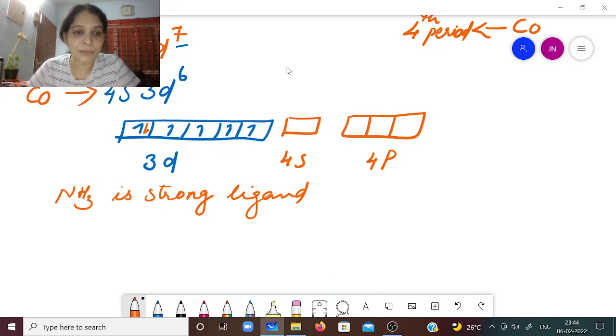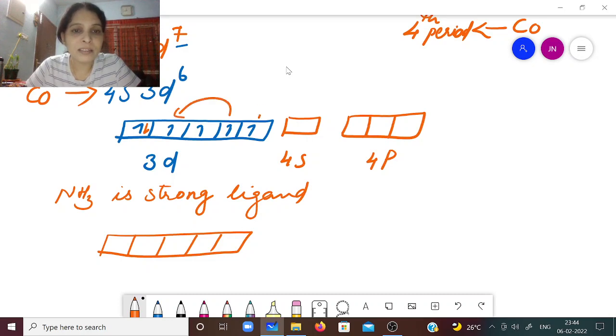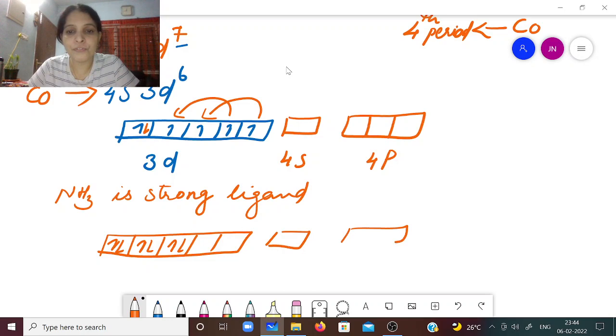Then again I will write, in the presence of ammonia, the orbital configuration once again. So you should understand that the electrons will get paired up. That means this electron will go here and this electron will go here. So I can write the paired up configuration like this. Okay, now we have 4s and we have 4p.